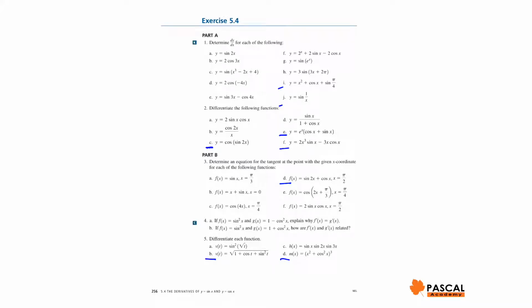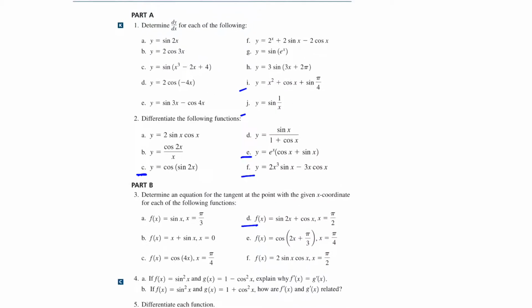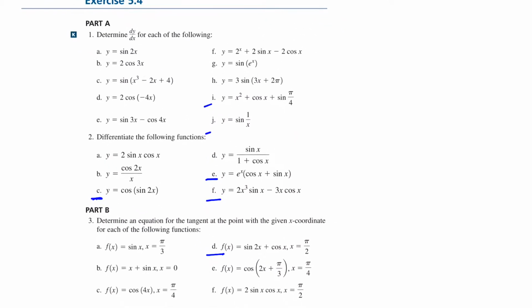CB for U1, Chapter 5, Session 10. This session we are going to solve questions from exercise 5.4.